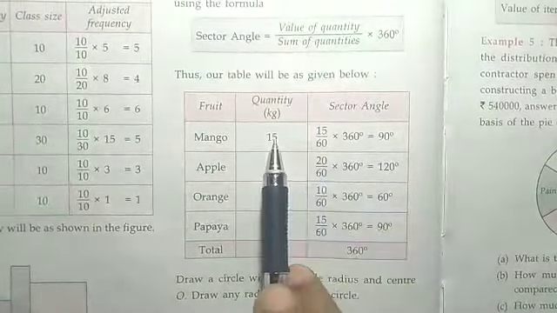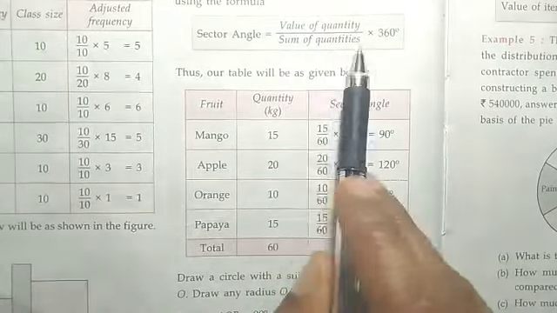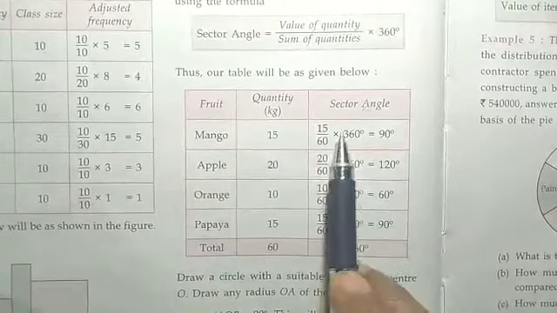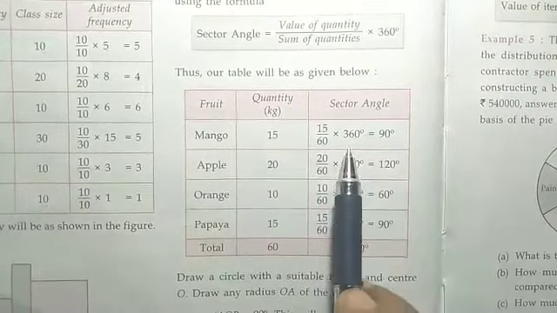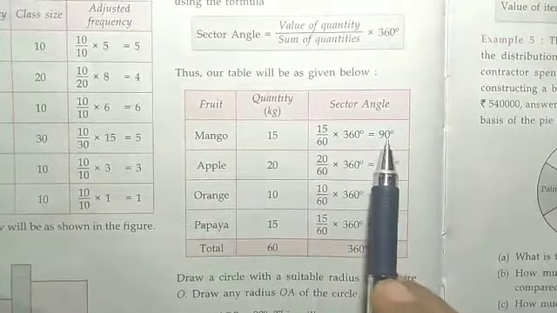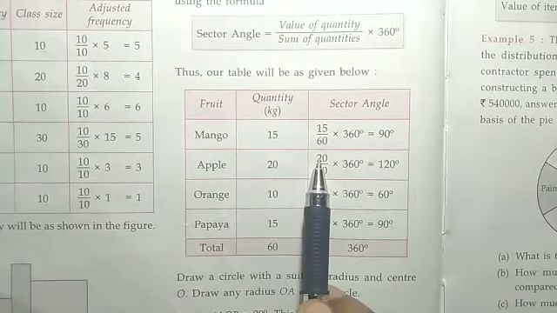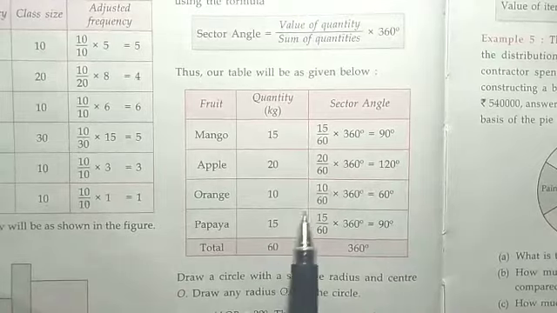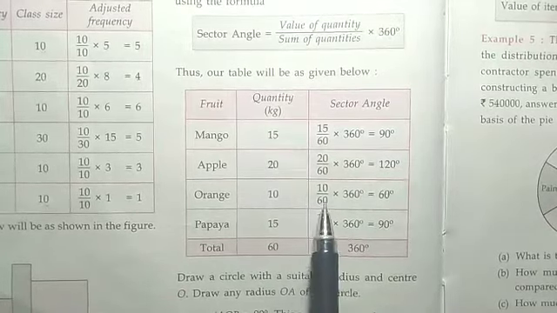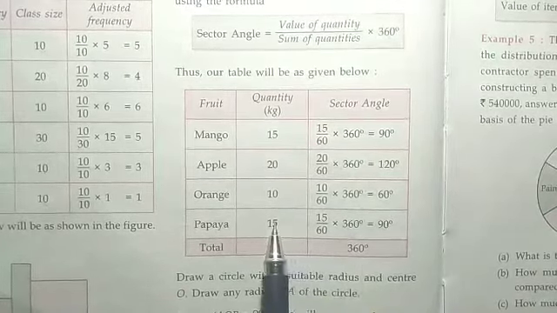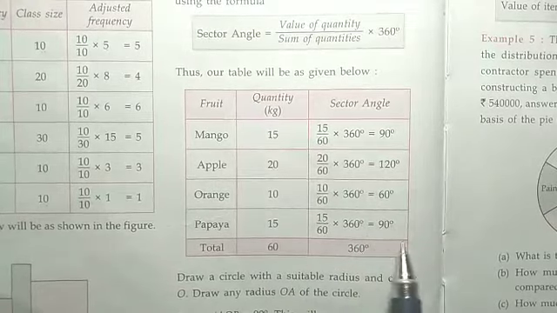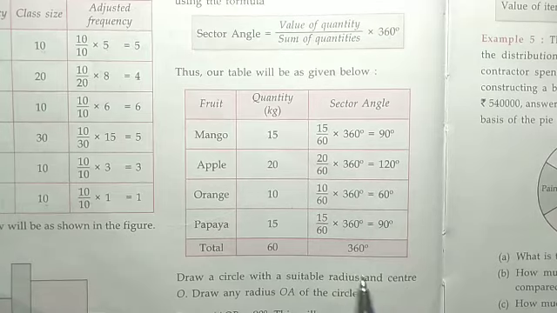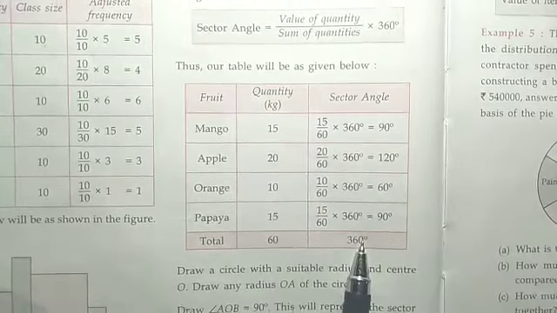Value of quantity is 15 divided by sum of quantities. This total sum we have to find out. It is 60 into 360 degrees. Then after multiplying this we will get 90 degrees. 20 is the quantity divided by total 60 into 360 gives 120. 10 divided by 60 into 360, we will get 60. 15 divided by 60 into 360 gives 90. Here after finding out the angles you have to add them. Always we will get 360 degrees.